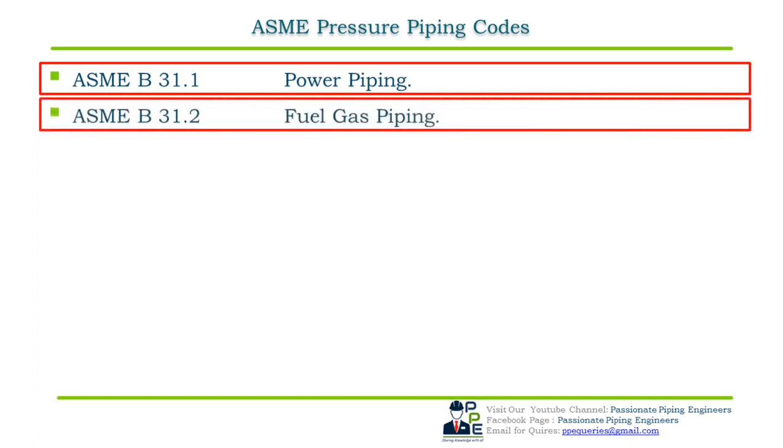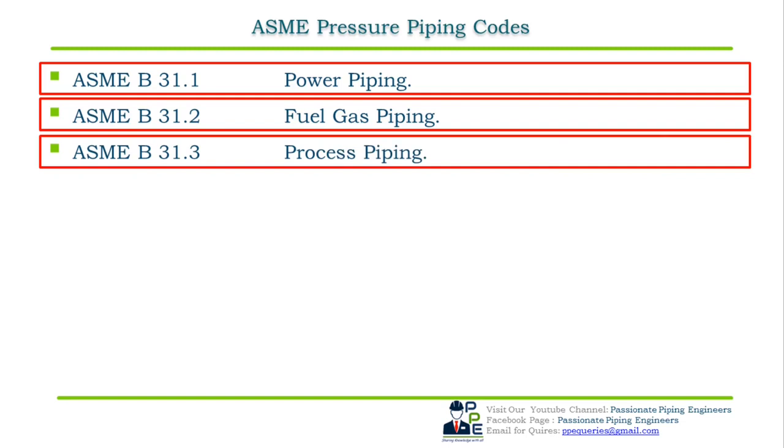Second one is ASME B31.2, which is fuel gas piping. ASME B31.2 code covers the design, fabrication, installation, and also testing of piping systems for fuel gases such as natural gas and liquefied petroleum gas, that is LPG, in gaseous phase.